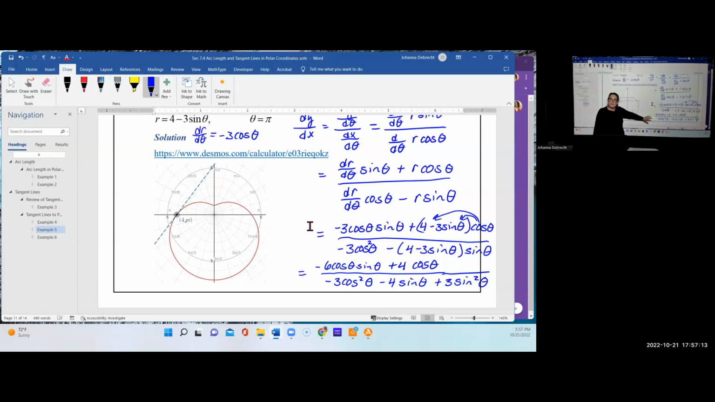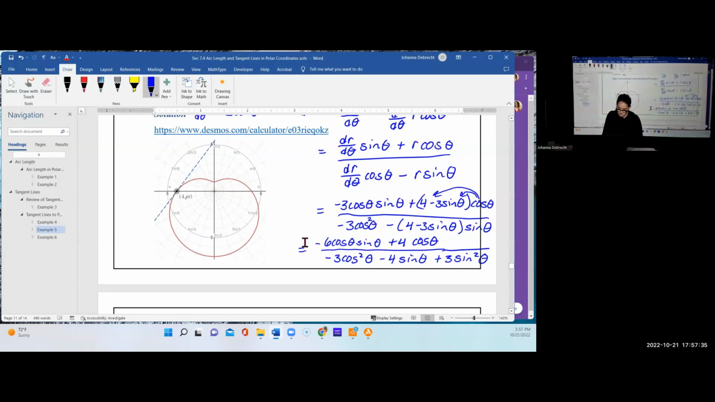need the cosine and sine of pi, or you can come back up here to this formula and figure out what dr d theta at pi is and what r at pi is, and you can plug in here. You should get exactly the same values. It should not make any difference. So no matter which way you do it, you should get the same result.